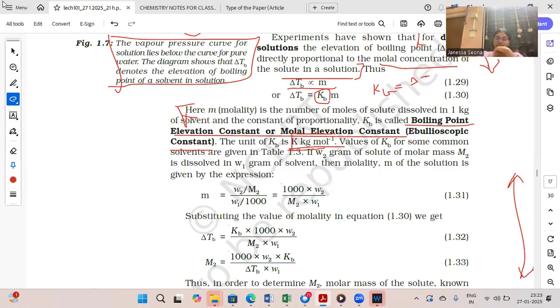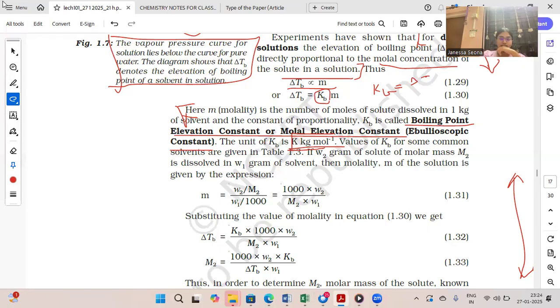Yes, I'm sorry, Janissa. Now I could connect it to the power. See, we have delta TB is proportional to M. M is molality, delta TB is the elevation in boiling point. Here all around there are some students studying, so I don't want to raise my voice, they get disturbed. Hope I'm clear.